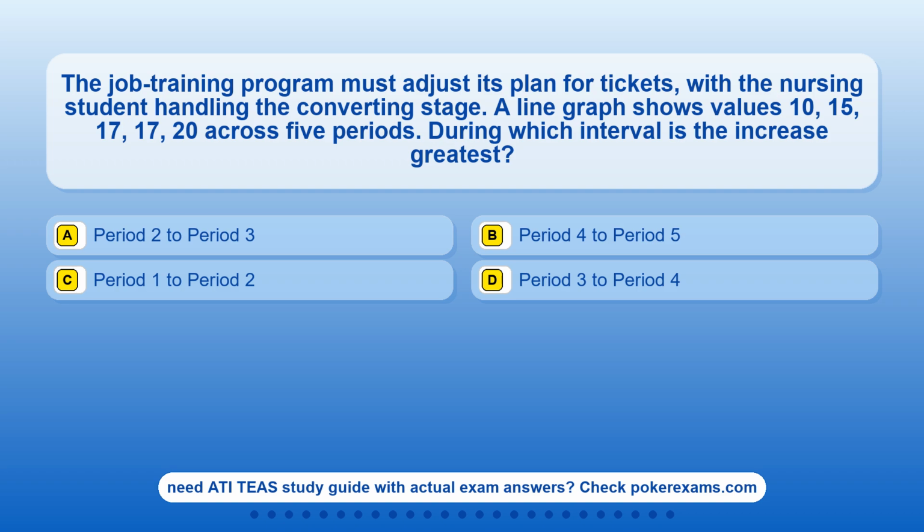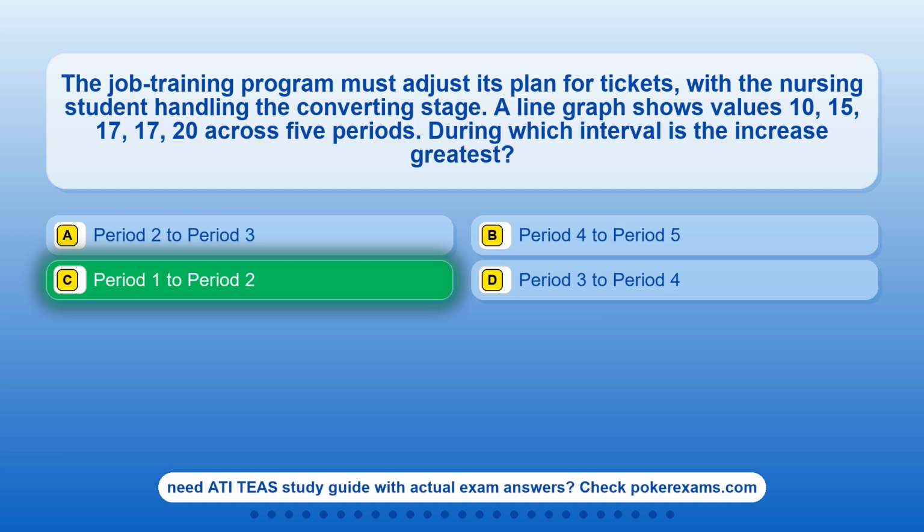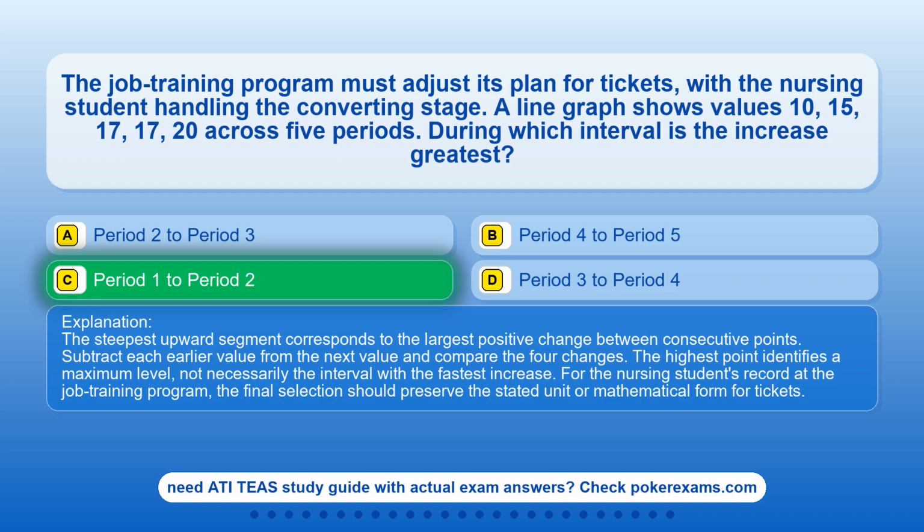Option A, period 2 to period 3. Option B, period 4 to period 5. Option C, period 1 to period 2. Option D, period 3 to period 4. The correct answer is option C, period 1 to period 2. The steepest upward segment corresponds to the largest positive change between consecutive points. Subtract each earlier value from the next value and compare the four changes. The highest point identifies a maximum level, not necessarily the interval with the fastest increase.